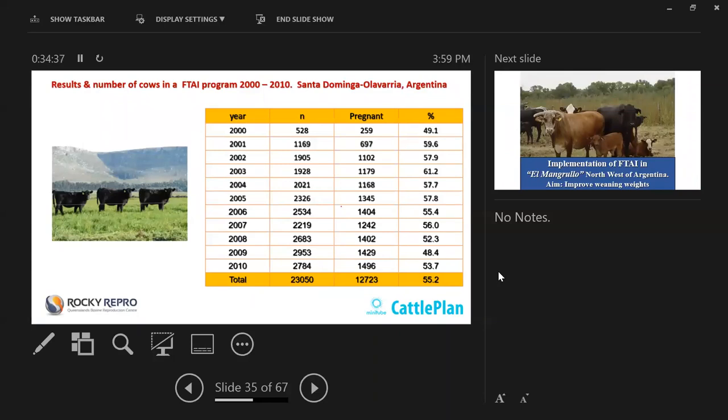They started in 2000, it runs to 2010, and in that time they AI'd 23,050 cattle. And the overall pregnancy rate averaged 55%, which hasn't altered drastically throughout that whole time. So it's been pretty consistent, just to give you a picture of what they do.